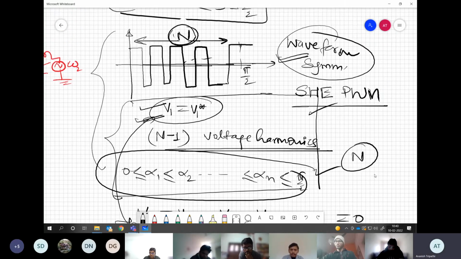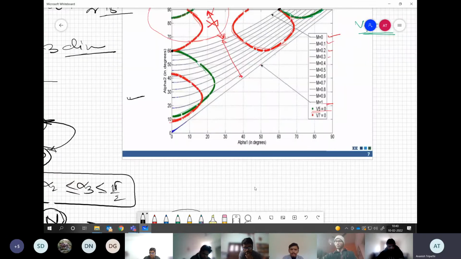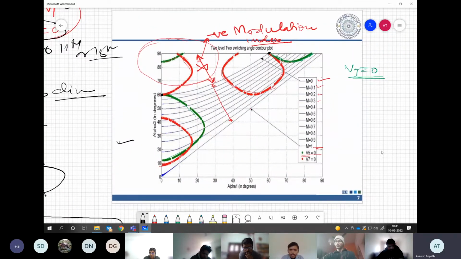Now if we just visualize on this graph how my SHE PWM technique will look, where am I moving on the graph? See, a simple solution could be that if I want my fifth harmonic to go to 0, what I can do is simply follow this curve. And then whenever it ends, I simply go in a straight line and meet the final modulation index. This could be one PWM technique.